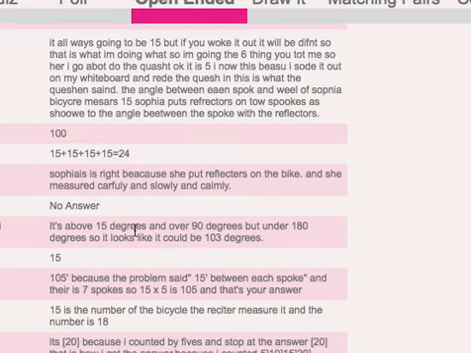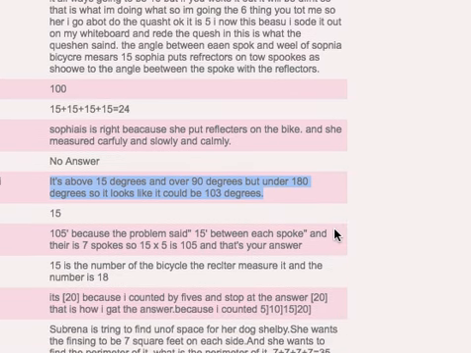It's above 15 degrees and over 90 degrees, but under 180 degrees, so it looks like it could be 103 degrees. There's no reason for guessing, right? There should be no estimating. This is kind of like an estimation answer. You should be able to get an exact number for that angle, an exact measurement, all right? Exact measurement. Let's take a look at this one.